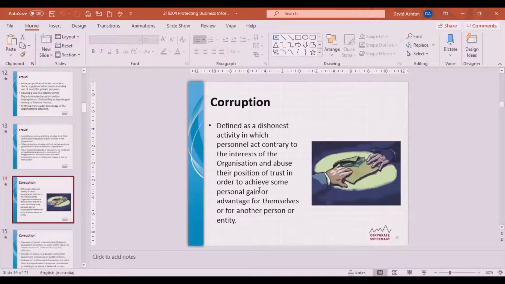So corruption, on the other hand, is a dishonest activity in which personnel act contrary to the interests of the organisation and abuse their position of trust. So, misrepresenting themselves to other parties for an advantage to themselves and not for the benefit of the business. You need to make sure that everything your staff do is to the benefit of the business and shareholders, not people using their position within your business to enrich themselves at the expense of your business.